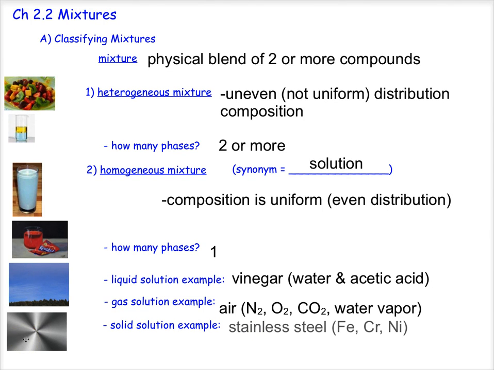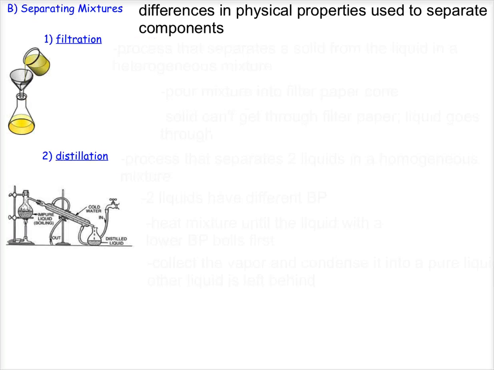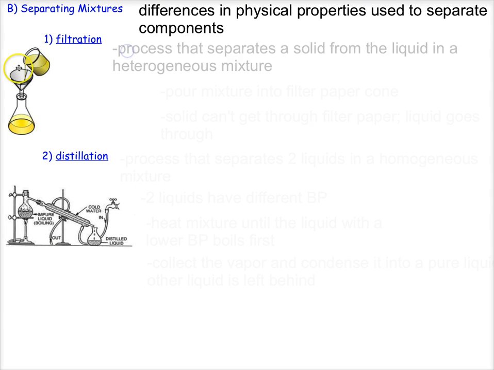A solid solution example is stainless steel. Stainless steel looks like one kind of metal, but in fact there is iron, there's chromium, and there is nickel in that metal. Okay, so homogeneous mixtures look like it's just one thing. You can't tell that there's more than one thing in it. So if you have a mixture, you should be able to separate that mixture physically. You should be able to use the physical properties of the substances in that mixture to be able to separate the components. Typical ways in chemistry to separate a mixture is through filtration.